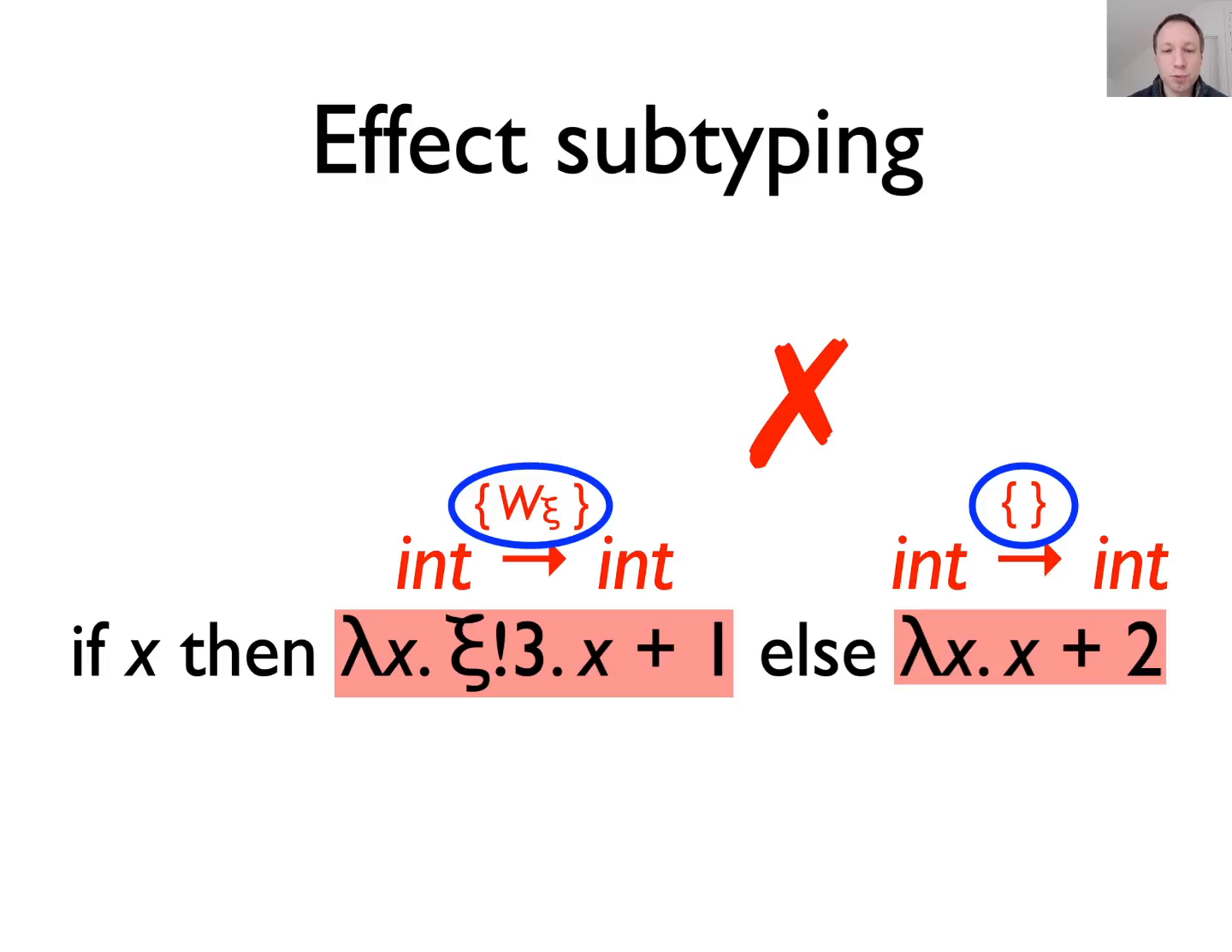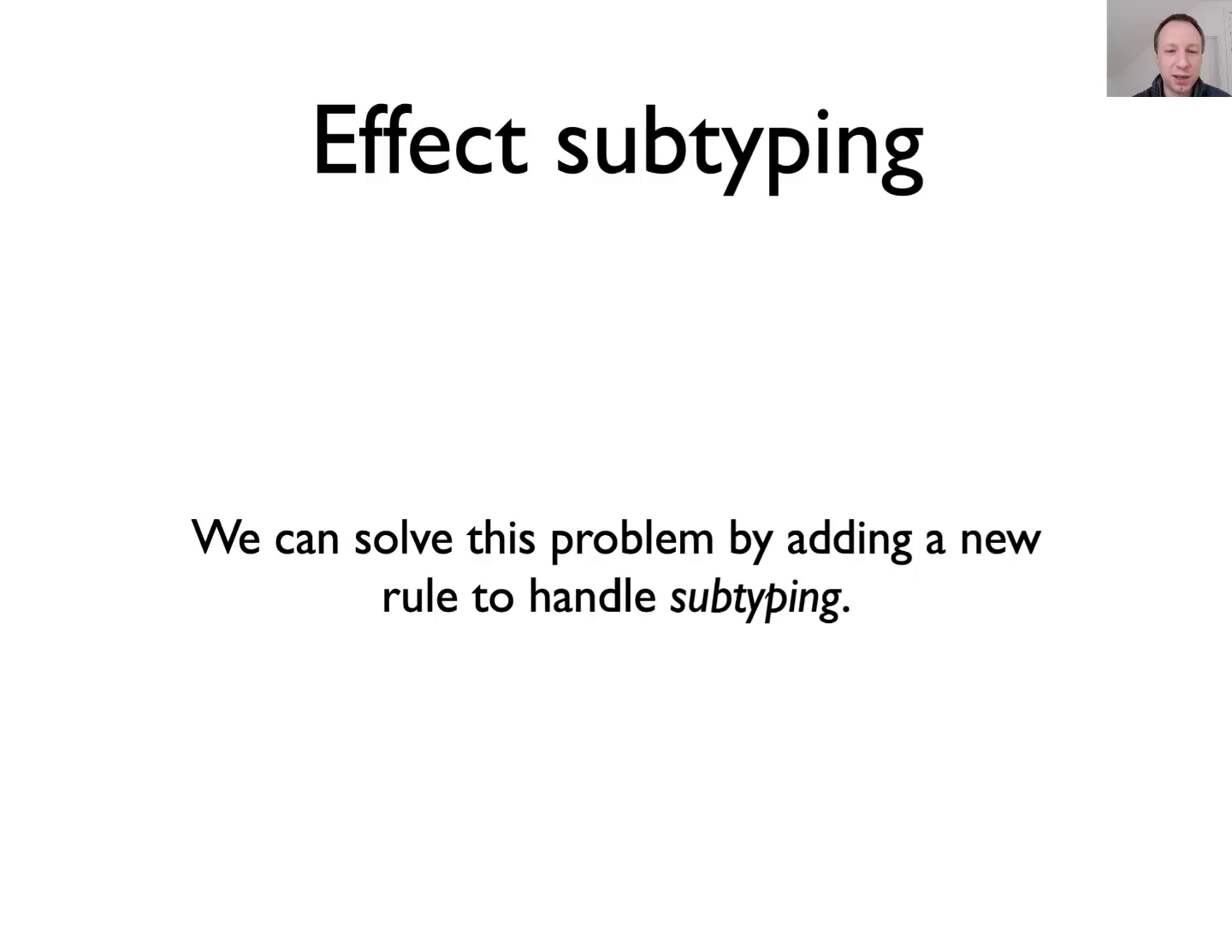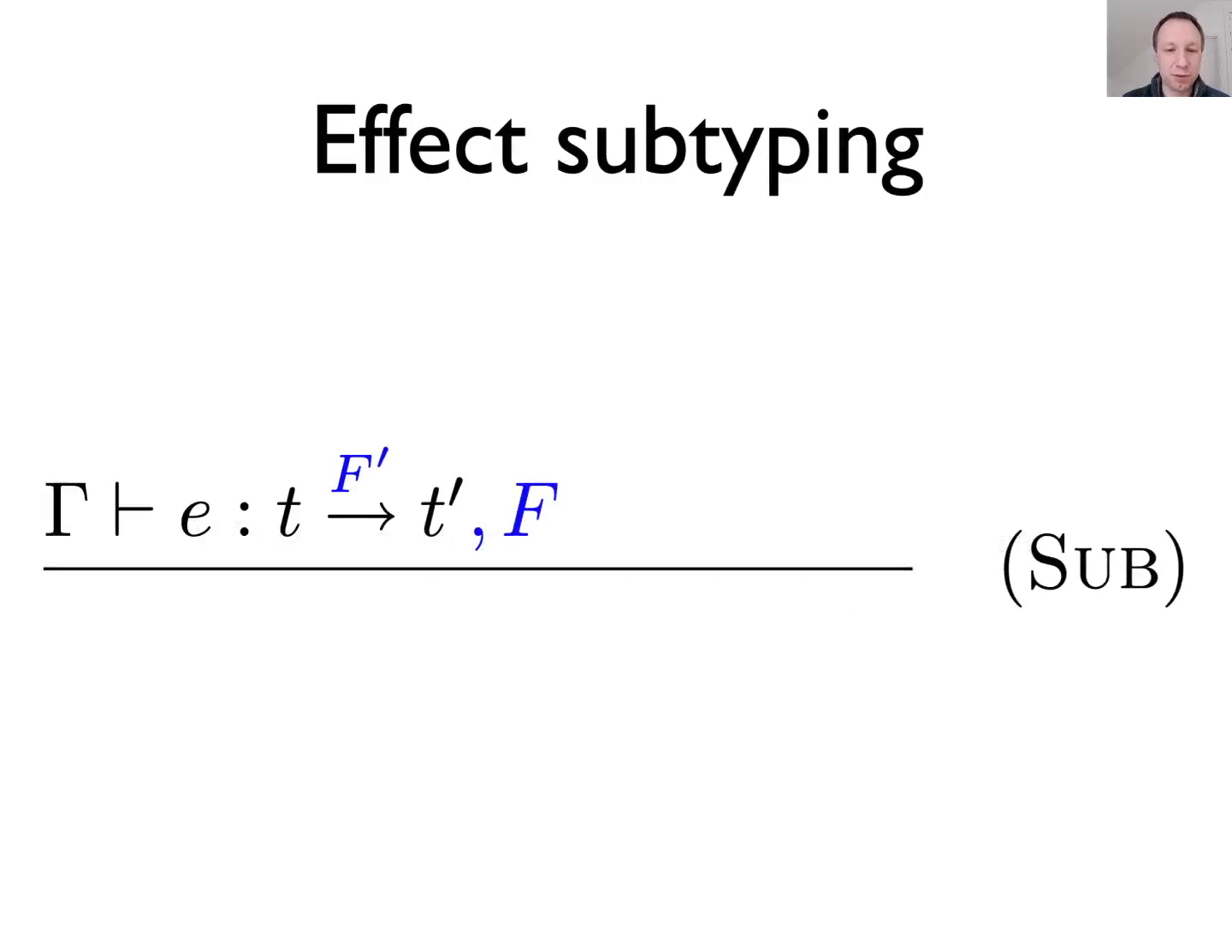Okay, but we really want it to. I mean, it would be silly if you had to write to a channel every single branch you took of an if then else statement, right? So we want to fix this up so that you don't have to write if you don't really want to. You're free to do things in the way you please. Okay, and we solve this problem by adding a new rule to handle subtyping. So our subtyping rule basically looks like this.